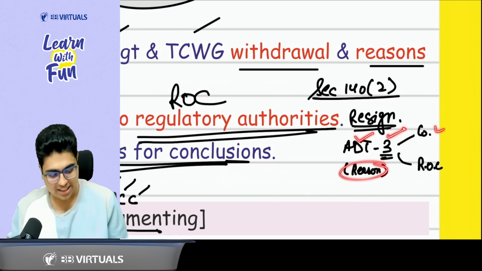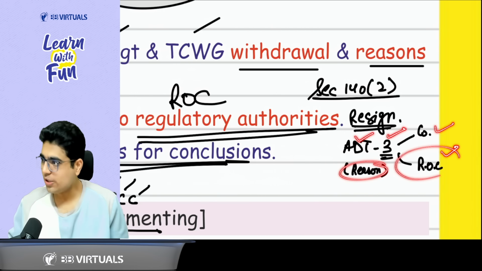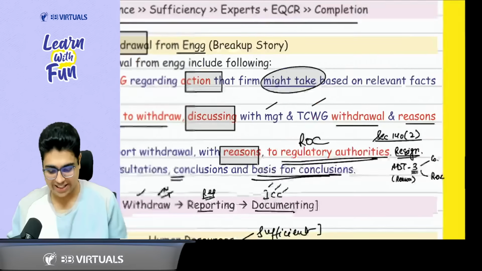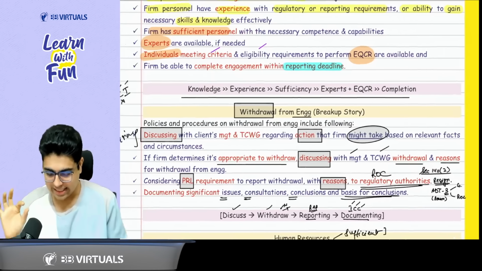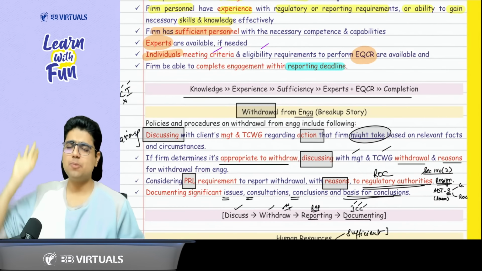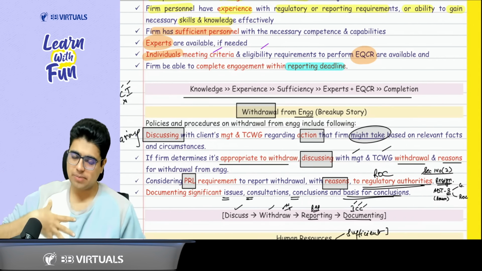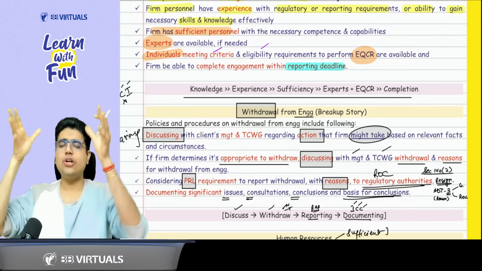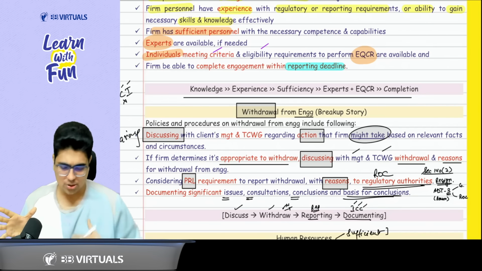ADT3 needs to be filed by the company with the ROC. So you also need to inform the regulatory authority. This is the next point. Considering the PRL requirement, PRL means professional standards, regulatory and legal requirement, you may also have to inform the regulatory authority about the withdrawal and the reasons for withdrawal.